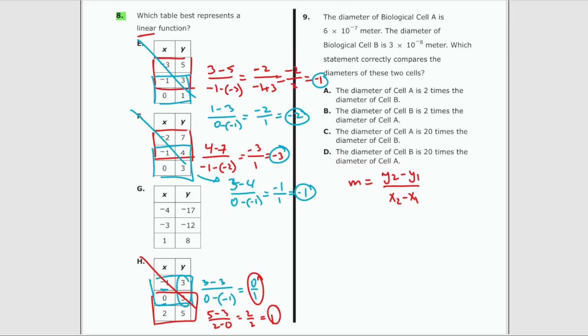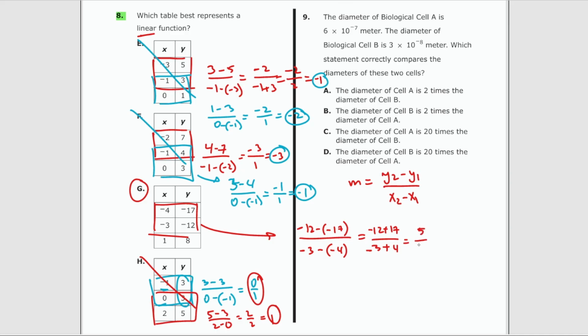I was able to eliminate it quickly because I looked at the first pair. Now, the answer is clearly G, but let's just check it out separately. For the first 2 pairs of points, we got minus 12 minus negative 17 over minus 3 minus negative 4, which is equal to minus 12 plus 17 over minus 3 plus 4, which is equal to 5 over 1, which is equal to just 5.